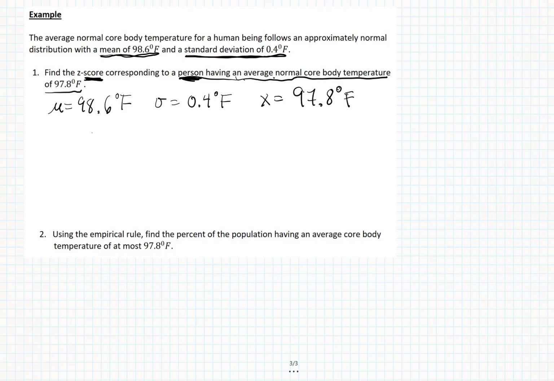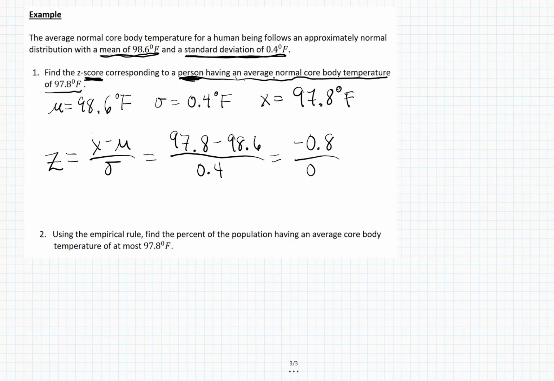So if we plug this in, we get z equals x minus mu divided by sigma, and so our x is 97.8, our mu is 98.6, our sigma is 0.4, so that gives us -0.8, excuse me, divided by 0.4, and that's z equals -2 when you carry out that calculation.